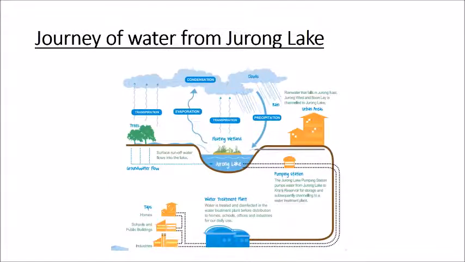So let's take a look at the journey of water from the Jurong Lake. Rainwater that falls in Jurong East, Jurong West, and Boon Lay is channeled to Jurong Lake. The Jurong Lake pumping station will eventually pump water from Jurong Lake to Kranji Reservoir for storage and subsequently channeling to the water treatment plant. Here, the water is treated and disinfected before distribution to our homes, schools, offices, and industries for our daily usage.